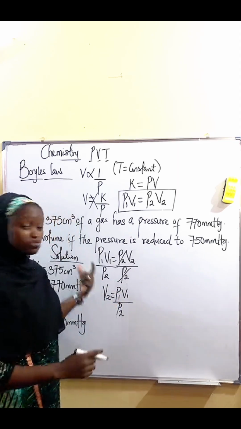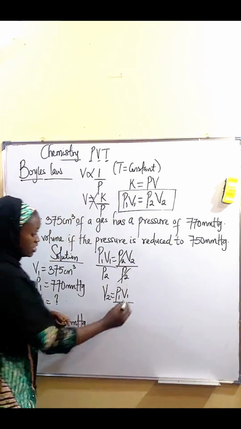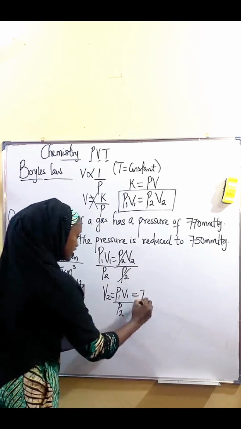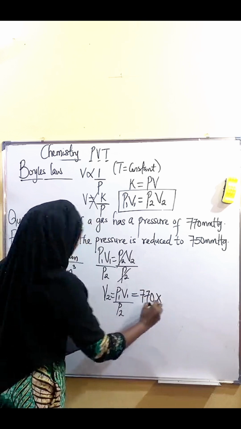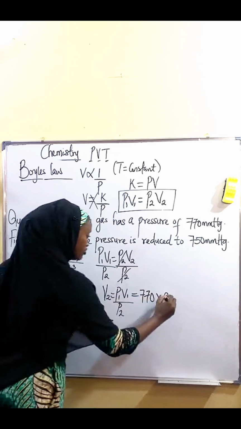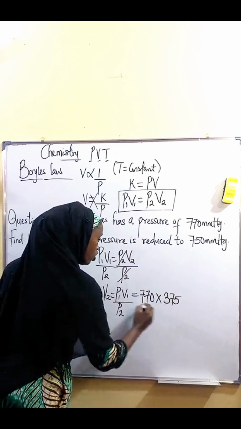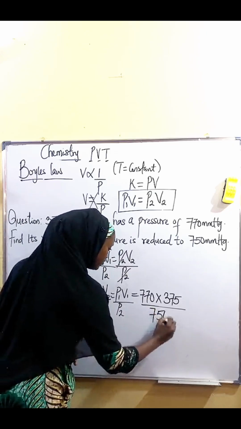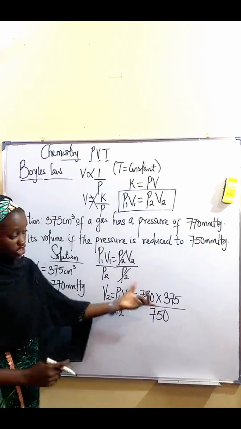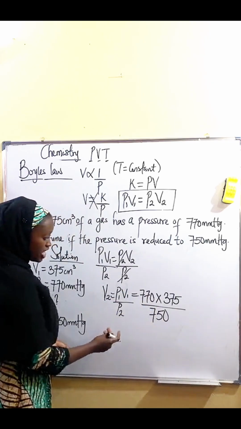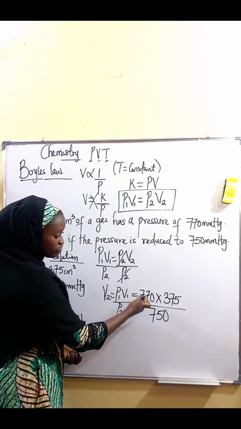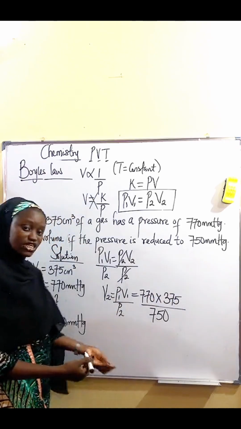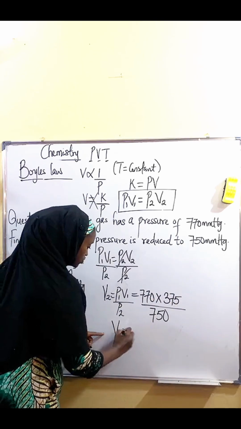From here we can substitute in the figures given and get the final answer. P1 here is 770 times V1, which is 375, all over the value for P2, which is 750. When we punch our calculator, multiplying 770 times 375 and dividing by 750 gives us V2 is equal to 385.